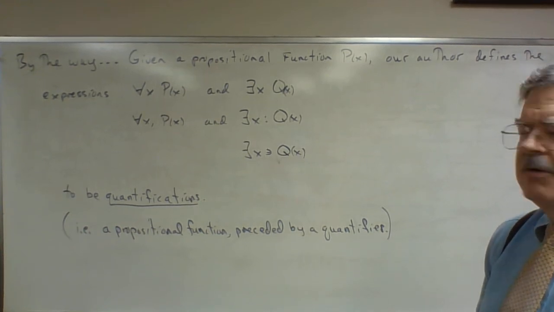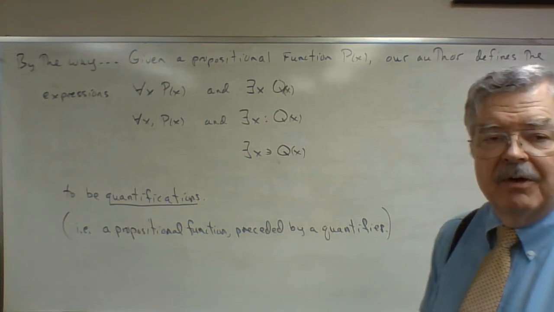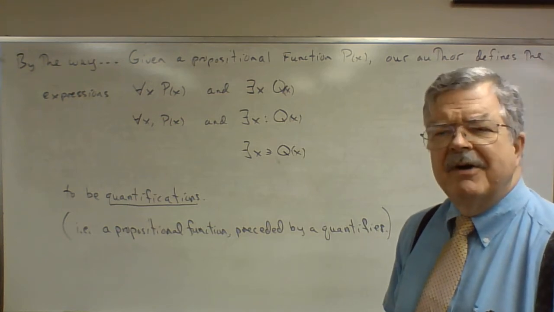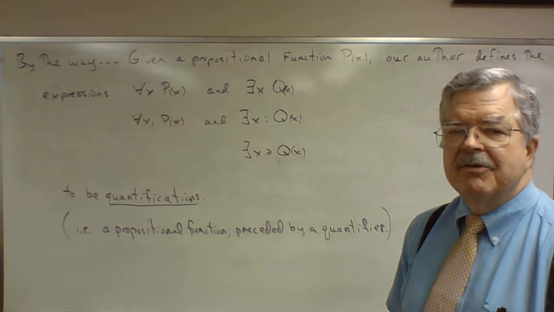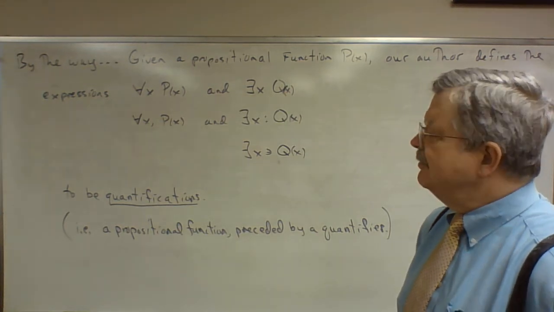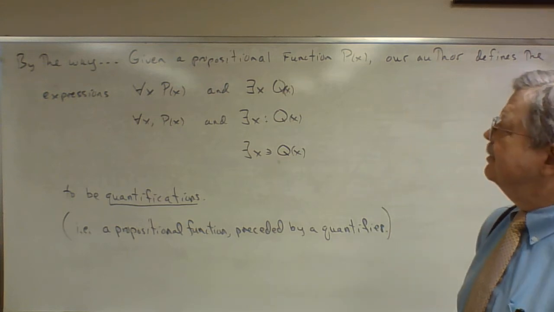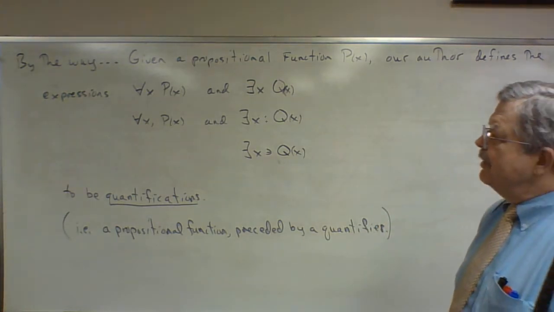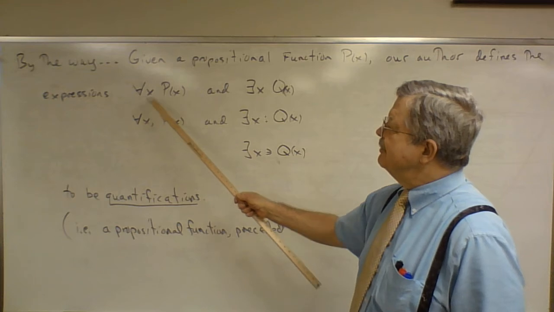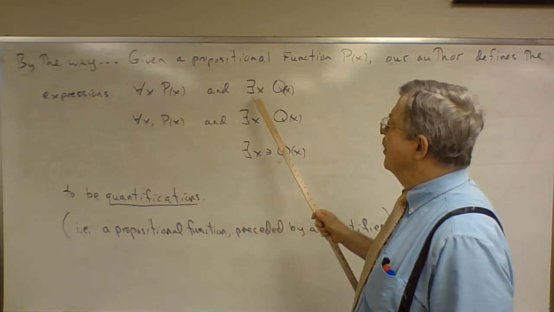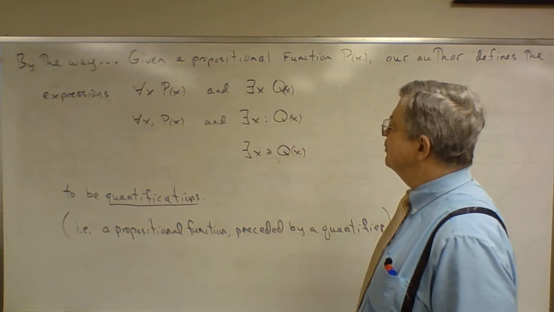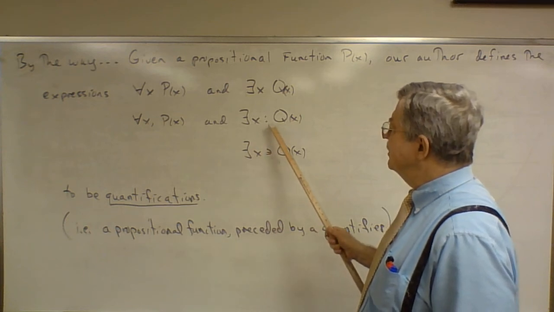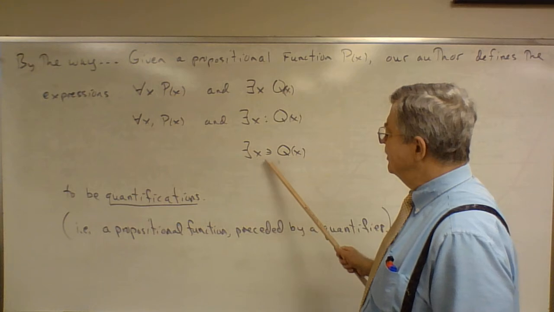Before we get into determining under exactly what circumstances a propositional function would be true or false, let's consider a term that our author uses. Suppose we have a propositional function P of x. The author defines expressions such as for each x, P of x is true, or there exists an x such that Q of x is true, or for all x, P of x is true.